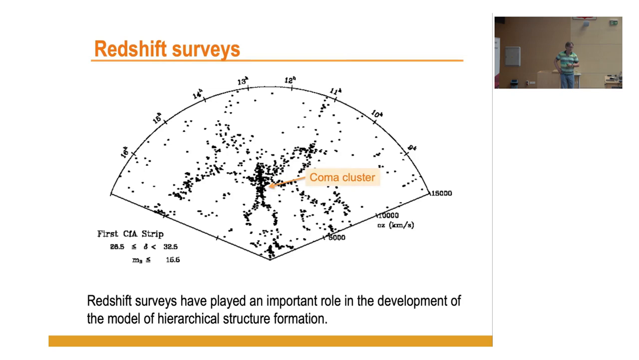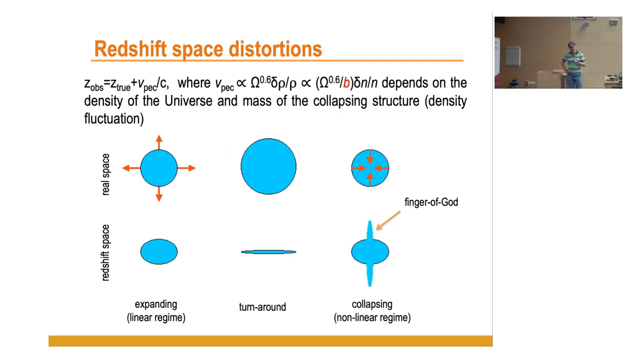And this is the Coma cluster. And so it looks a bit funny, doesn't it? So let's look into that. Because there's an additional effect, right? Because we saw these redshifts, so we have the expanding universe.